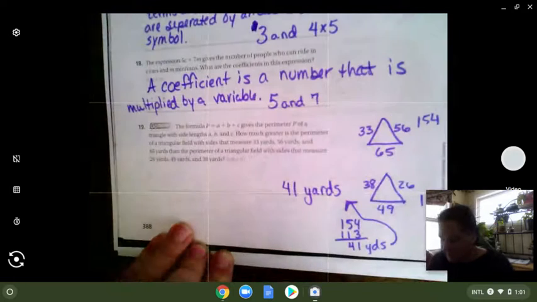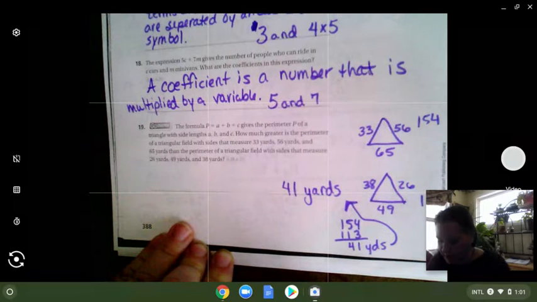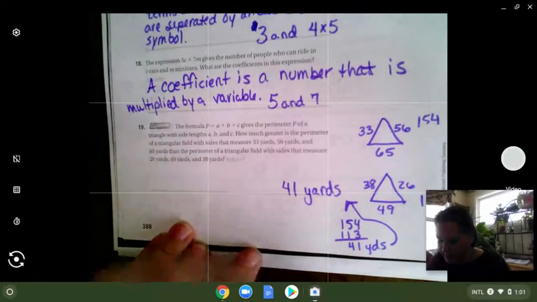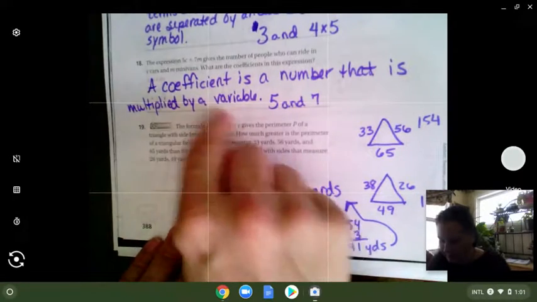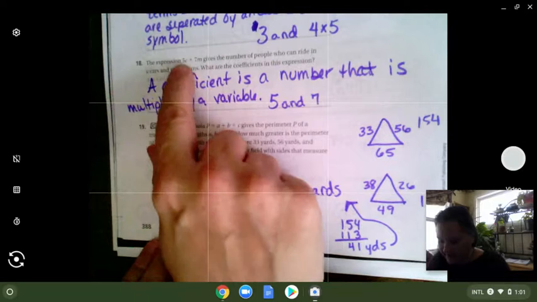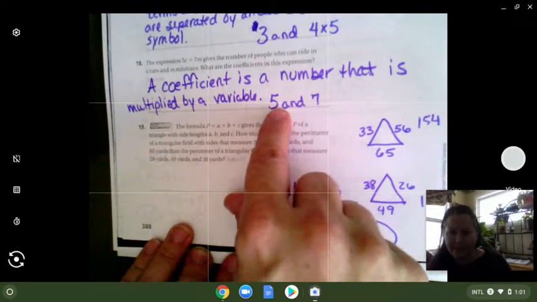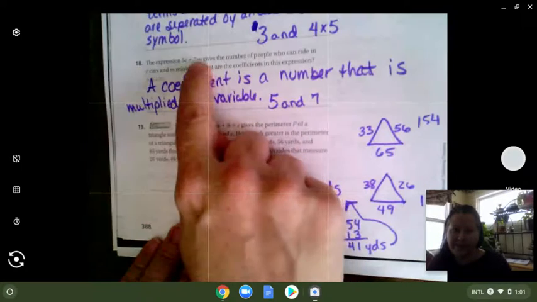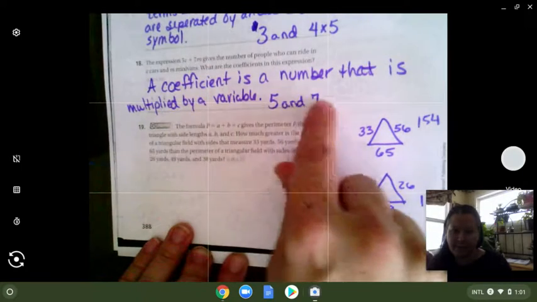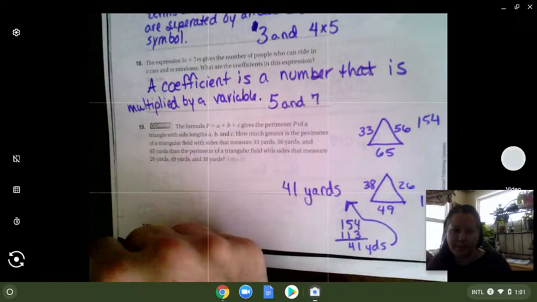All right, it says the expression 5C, 5 times C, plus 7 times M, or 7M, gives the number of people who can ride in C cars and M minivans. What are the coefficients in this expression? So the coefficient is the number that is multiplied by a variable. So in this one, it's 5 and 7. This means that 5 people can fit in a car, and 7 people can fit in a minivan. So that's why we're going to multiply by those coefficients to see how many people can go all together.